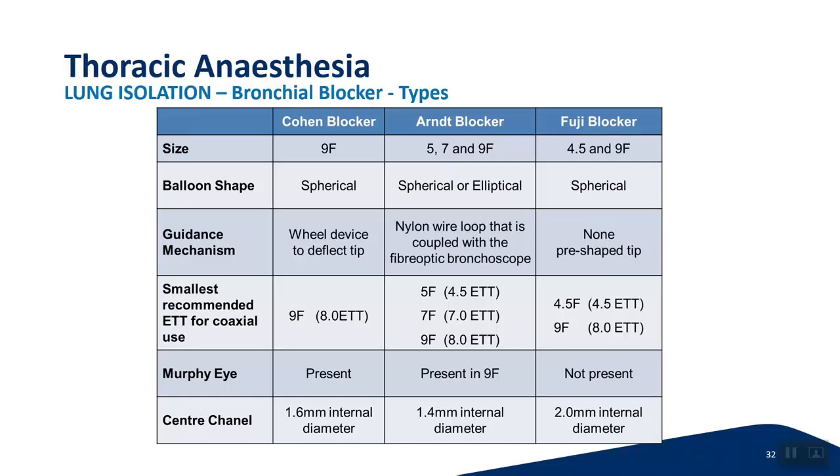A comparison of the 3 commonly used bronchial blockers is presented in the table. Pediatric sizes are available for the Fuji Uniblocker and ARNT blocker. The ARNT blocker also comes with spherical or elliptical shaped balloons, which may be useful for situations where lung isolation is difficult due to anatomical variations. Both the Uniblocker and ARNT blockers are available for use in NUHS.